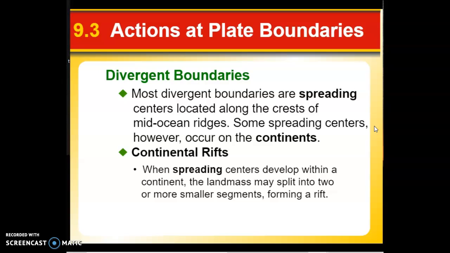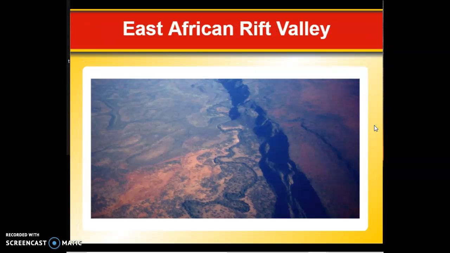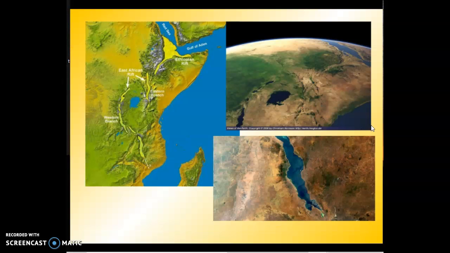Most divergent boundaries are spreading centers located along the crests of those mid-ocean ridges. Some spreading centers, however, occur on the continents. A continental rift is when the spreading centers develop within the continent. The landmass can split into two or more smaller segments, forming a rift. Here we can see the East African Rift Valley. The Arabian, Indian, and African plates are rifting, or drifting apart, forming the Great Rift Valley in Africa. The Dead Sea is filling that rift with seawater. Here's another picture you can see of how it's growing.